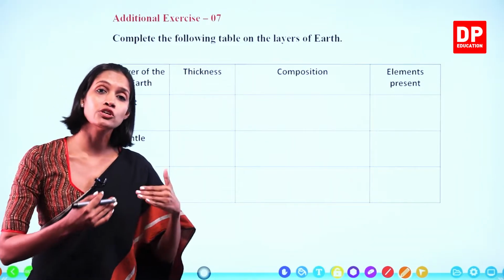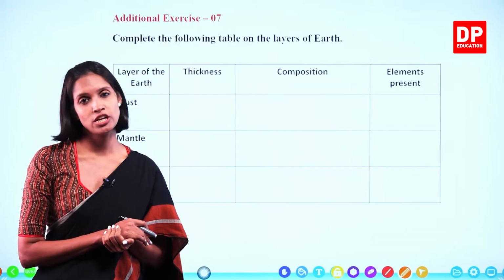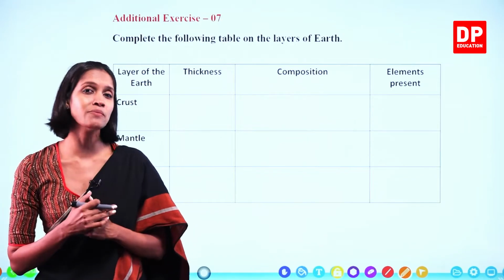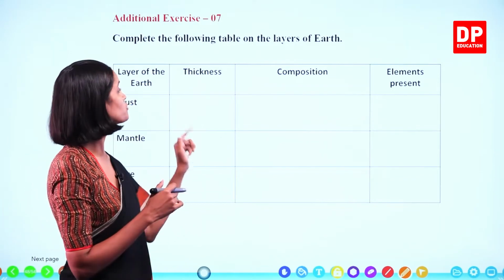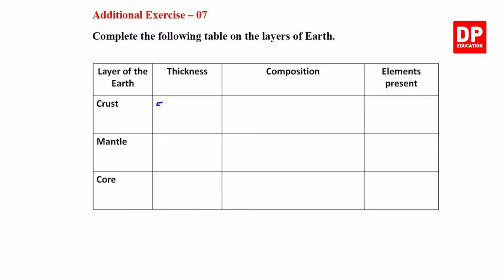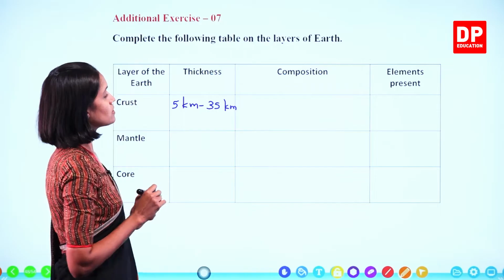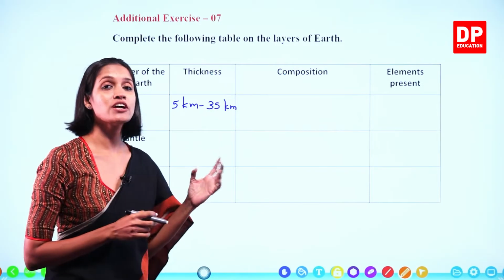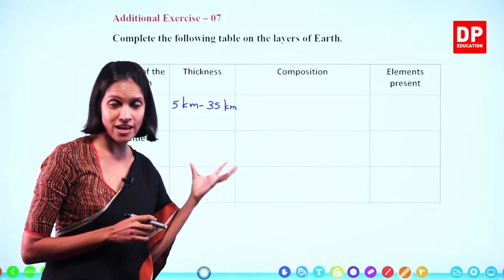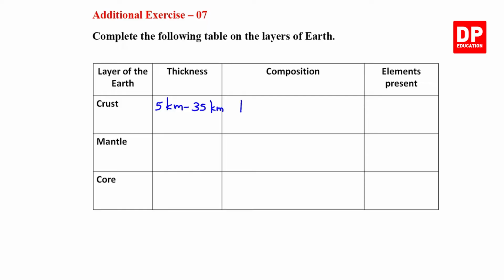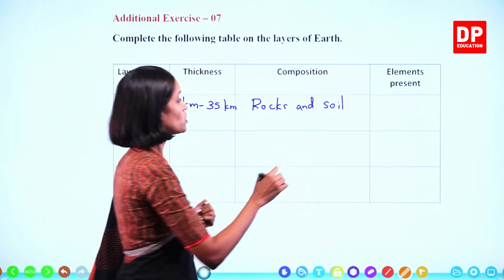When we consider the ocean bottom, it's about 5 kilometers. The land area, it's about 35 kilometers. Therefore, let's write 5 kilometers to 35 kilometers. Composition, the crust is made up of rocks and soil, right? Rocks and soil.